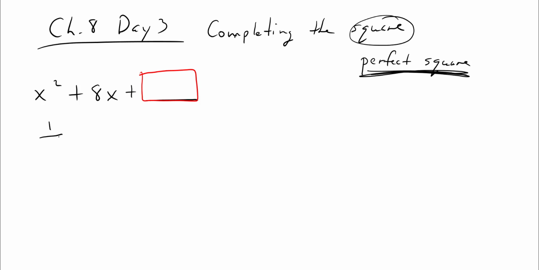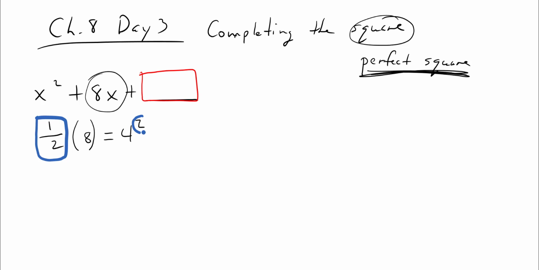In order to get this value, we're going to take half of that x term, so half of 8, and we're going to get 4. And then what we're going to do with that 4 is square it. I took half of 8, and once I get that, we square it. That's going to be 16. 4 squared is 16, so that's what I write here, 16. So that's kind of what completing the square is.